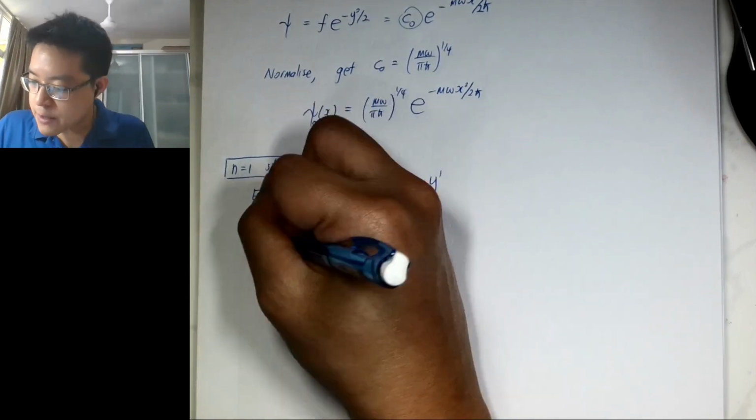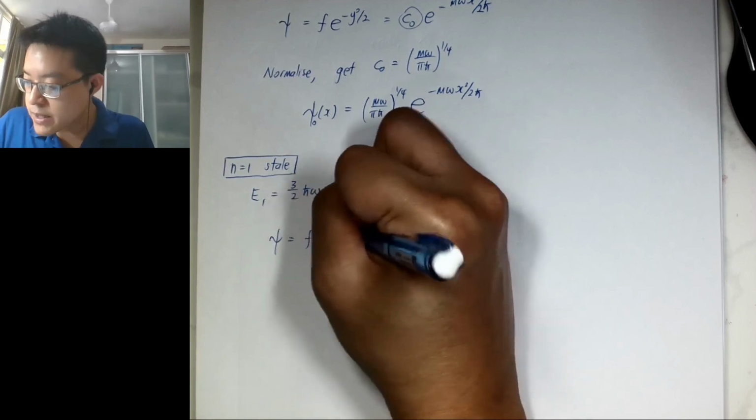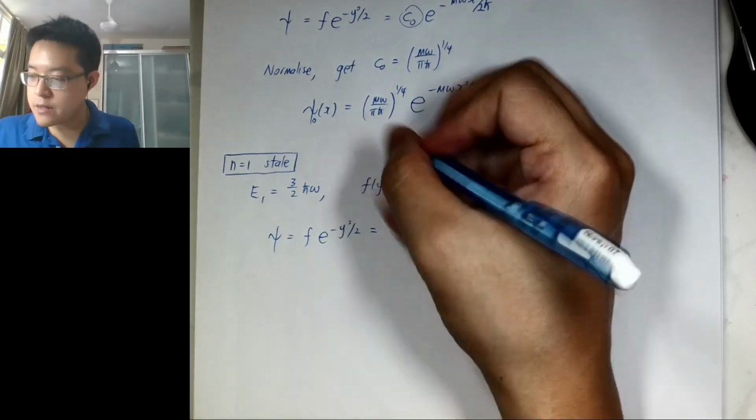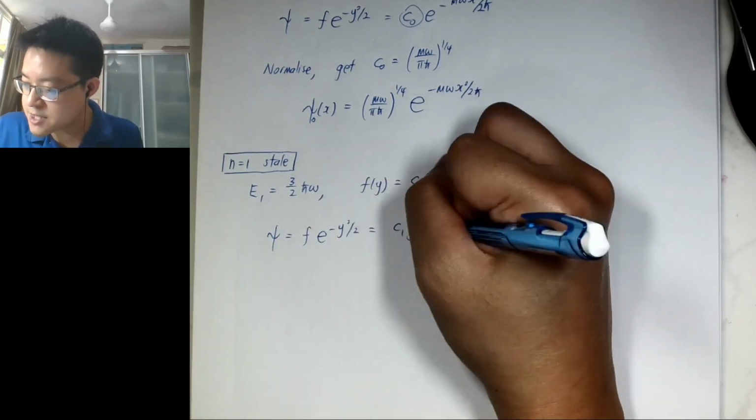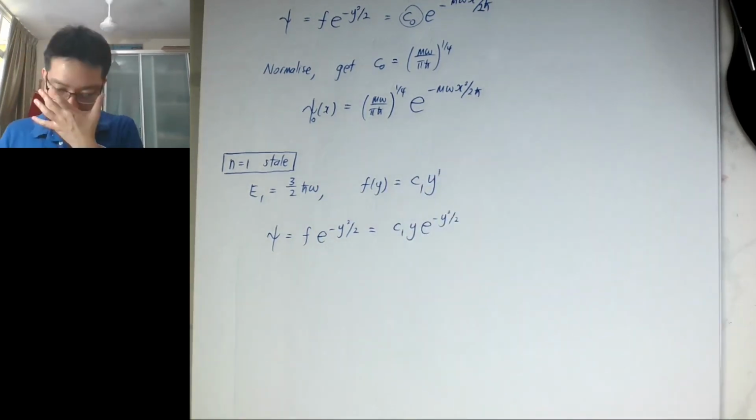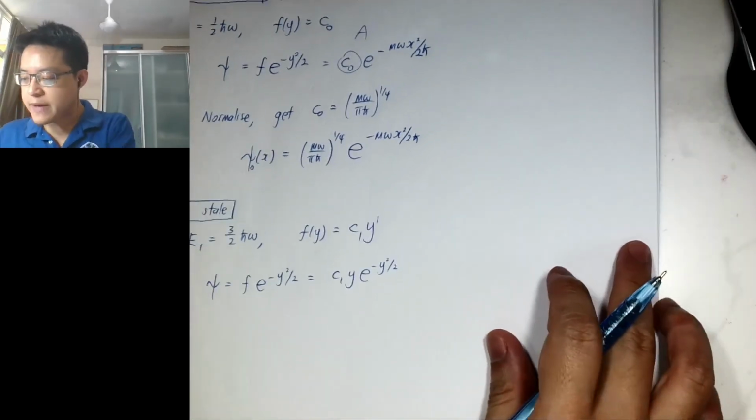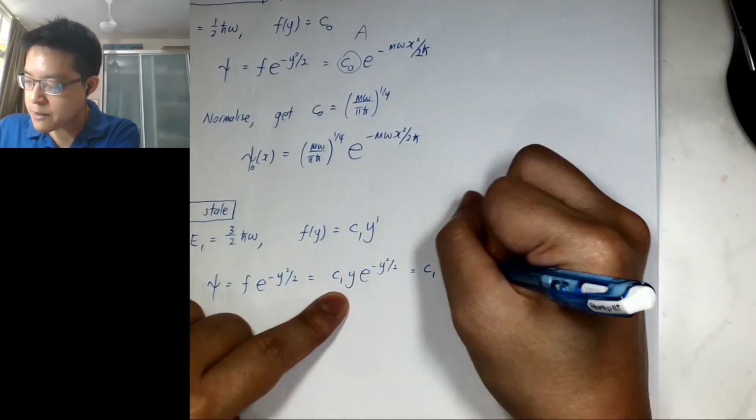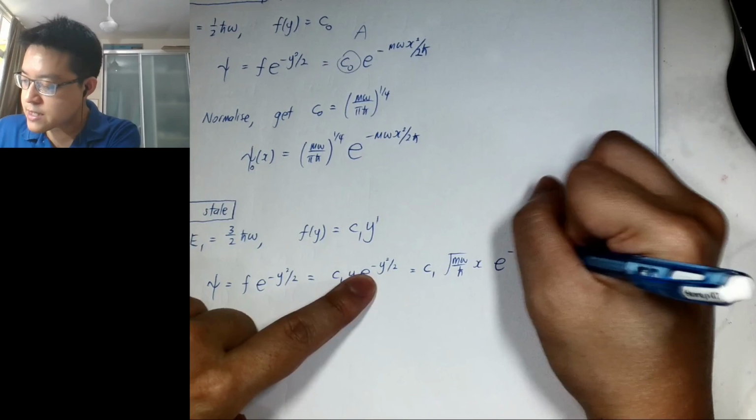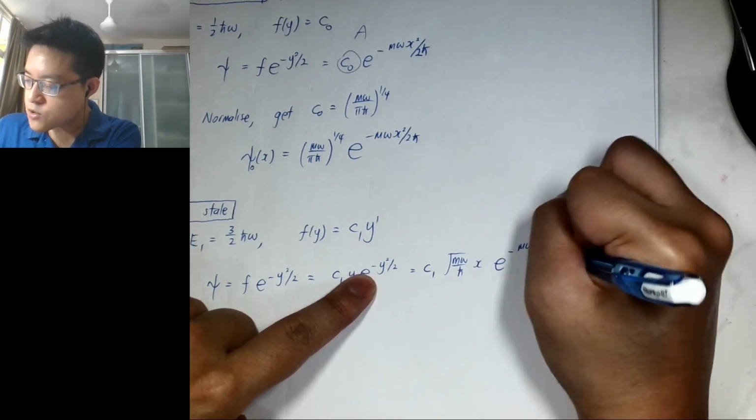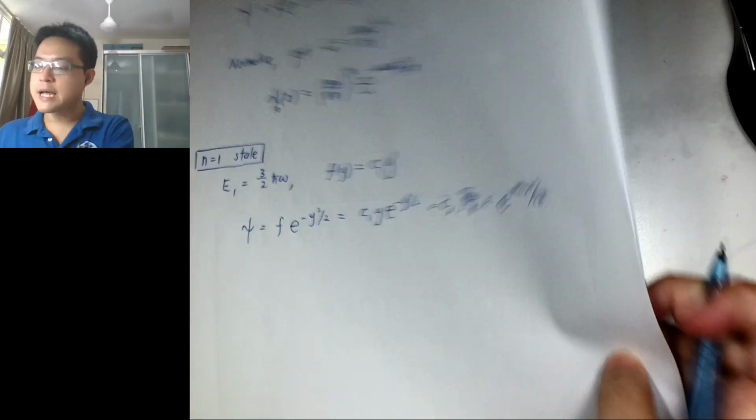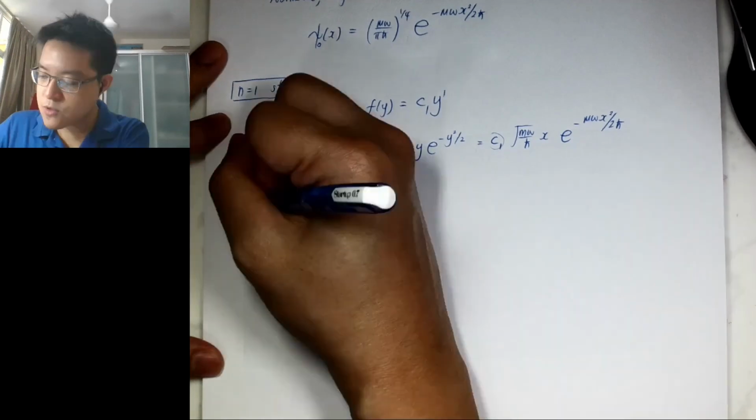So what happened to my wave function? My wave function is supposed to be this, right? This was what we did via our asymptotic analysis. Now we know our f is just c times y, times e to the minus y squared over 2. Let's try to put this back in terms of x. Remember, y was the square root of m omega over h bar times x, and the exponent was m omega x squared over 2 h bar. Now we determine c by normalization. So let's try to normalize this.